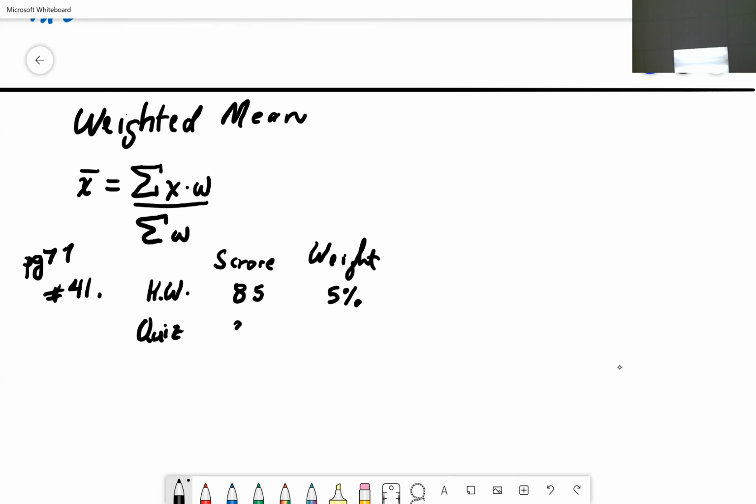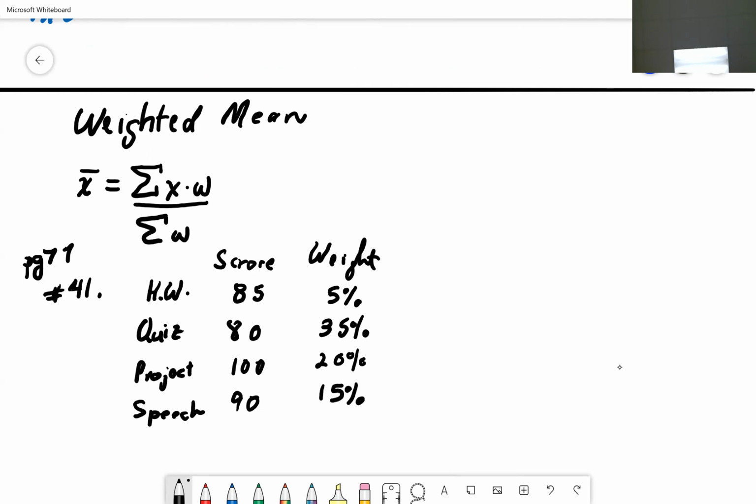The quiz, they got 80. In quizzes, I give a combined score. And it's 35% of their grade. There was a project. This person got 100% on the project, and it contributes 20% of the grade, which is quite a bit. Speech was 90. I guess it scored 90 with a 15% contribution. And the final exam, I'll write FE, you got a 93 with a 25% contribution to the grade.